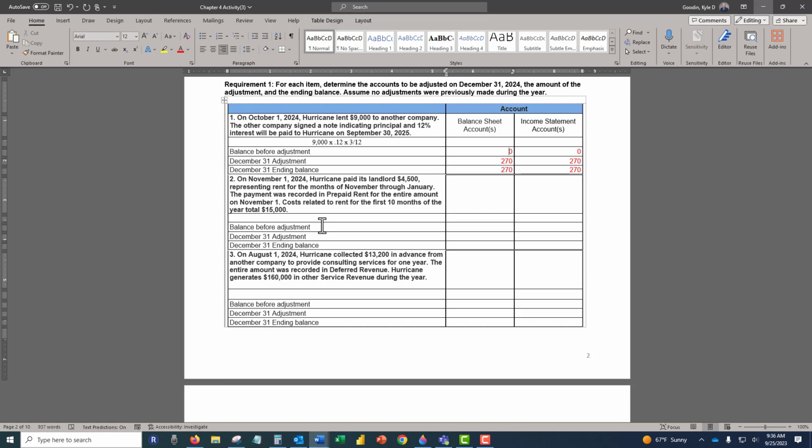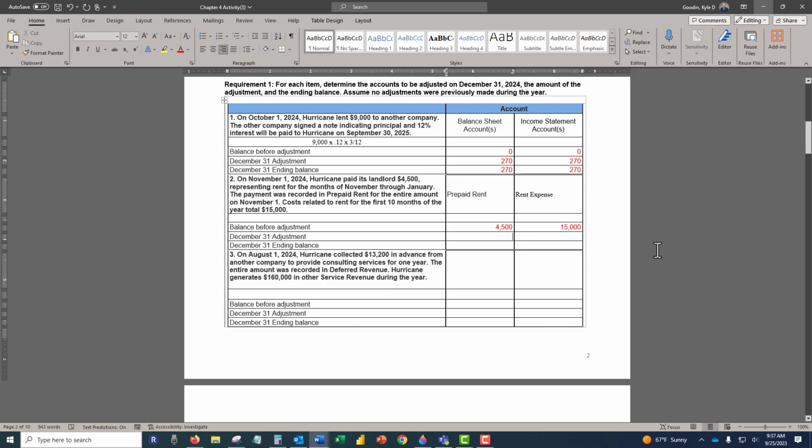Okay, so our balance sheet account that we want to pay attention to is going to be our prepaid rent, right? That's going to be our asset. Our income statement account is going to be rent expense. That's the expense account. The balance before the adjustment was $4,500, right? It tells us that right there. And our expense was $15,000. That's the 1,500 times 10.